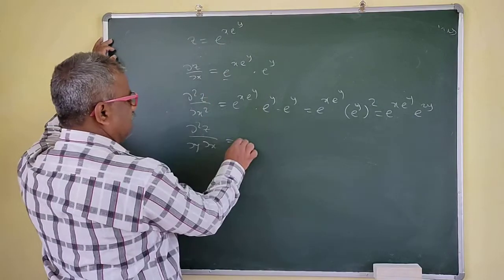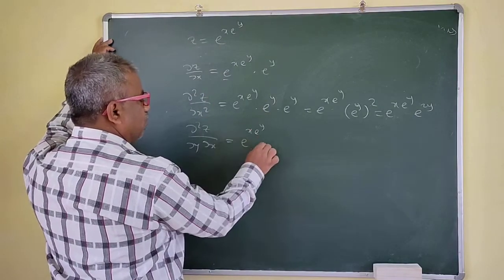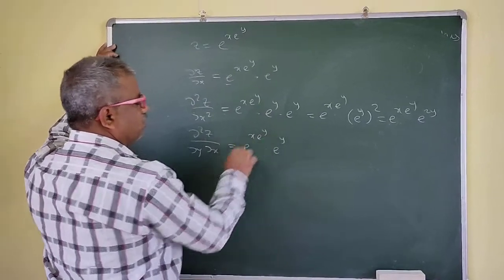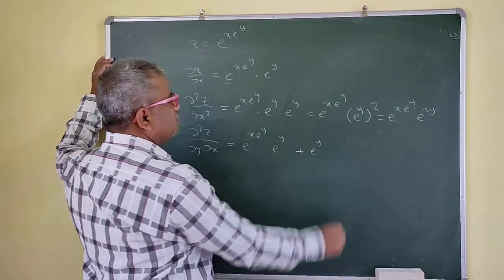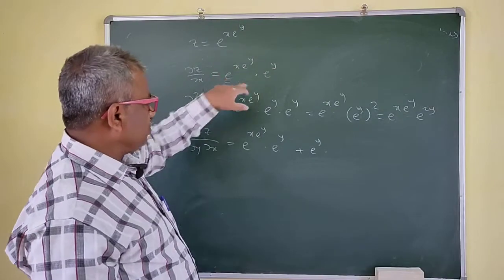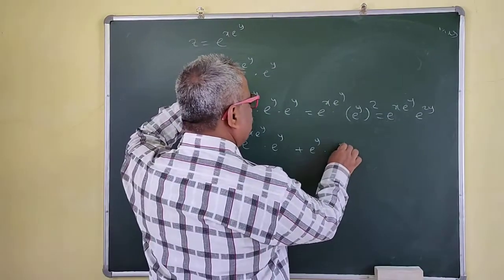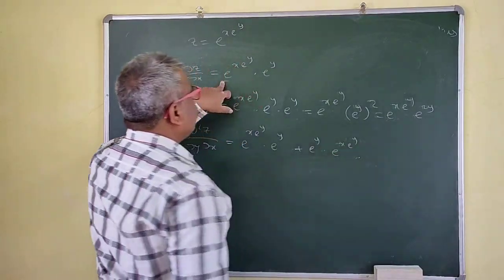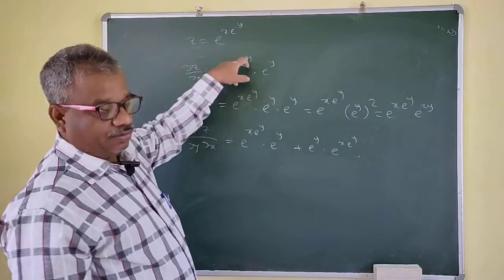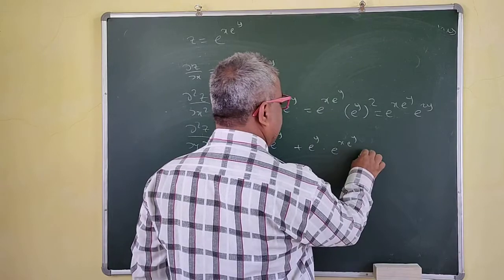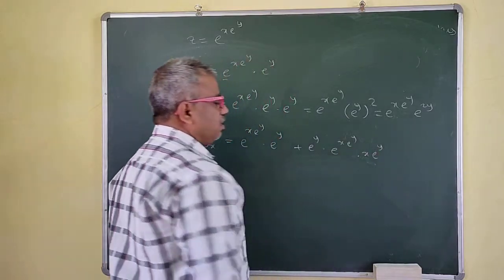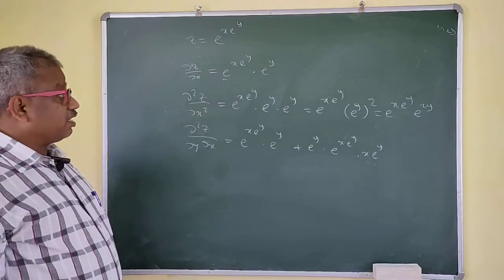We will keep this function e^y as it is; the derivative of e^y is e^y. Now we put e^y as it is and differentiate this. So this is e^(x e^y) into the derivative of x e^y. So x as it is, the derivative of e^y is e^y, right? So take care of this one.